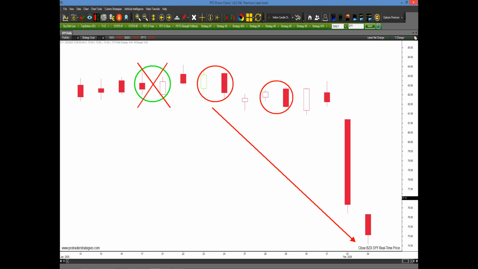Trading should be simple. You shouldn't have to overcomplicate it. And I can't think of any way to make it simpler with your candlestick trading than to apply these two methods.